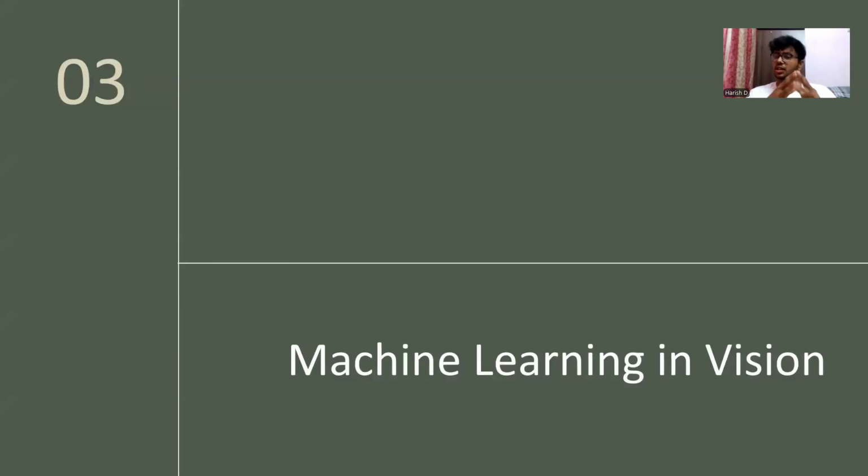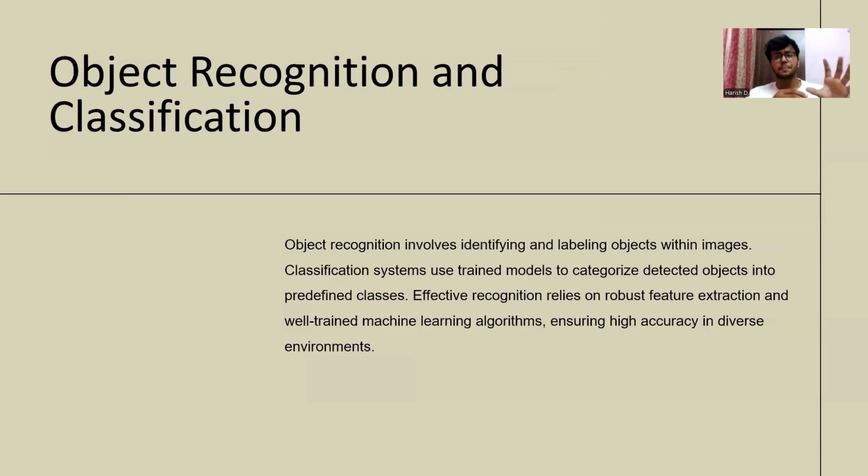So machine learning in computer vision: object recognition and classification. Object recognition involves identifying and labeling objects within the image, and classification systems use trained models to categorize detected objects into pre-trained classes. In this, object recognition will be done within the image. First, if an image is given, the model will detect what is in that image, like car, person, vehicle, bus, baseball, giraffe, zebra, etc.